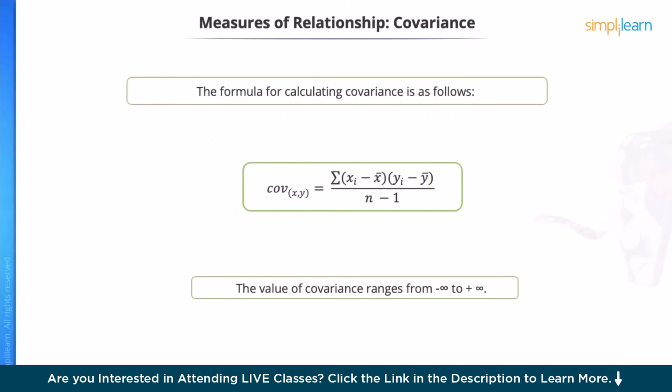Covariance between variables x and y can be computed as the summation over the product of (xi minus x bar) and (yi minus y bar), the whole divided by n minus 1. Here x bar and y bar are the means of x and y respectively. The value of covariance can range from minus infinity to plus infinity.